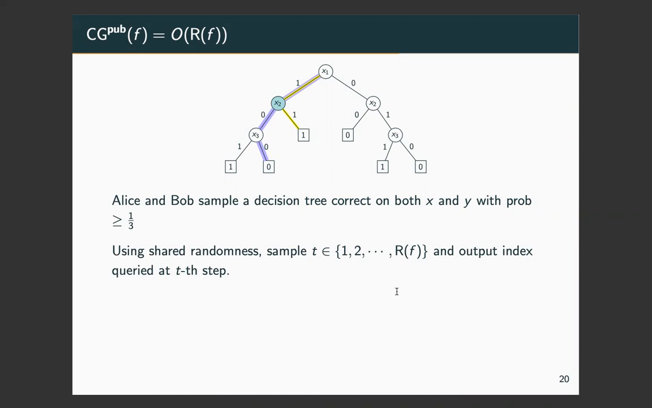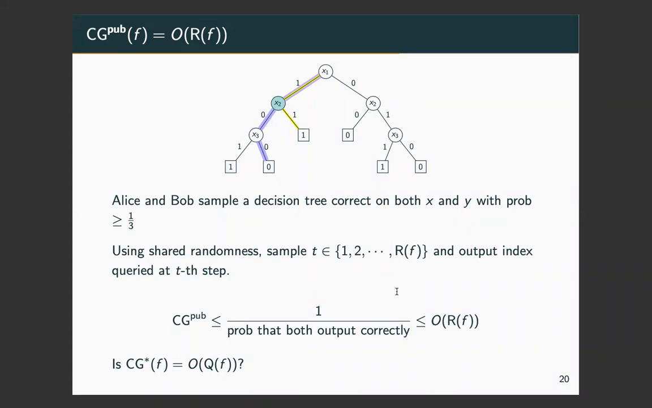Now, using shared randomness, Alice and Bob sample a level T between 1 and the randomized query complexity of the function. They output the tth index queried by the decision tree on their respective inputs. Now, with probability at least 1 over R of f, t corresponds to the node where the paths diverge. Since CG pub is at most the inverse of the probability that the outputs of the players match and are correct, we have that CG pub is at most R of f.